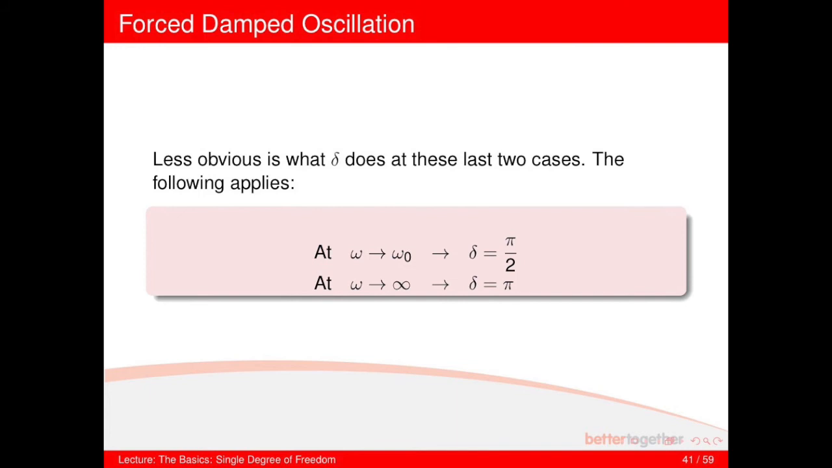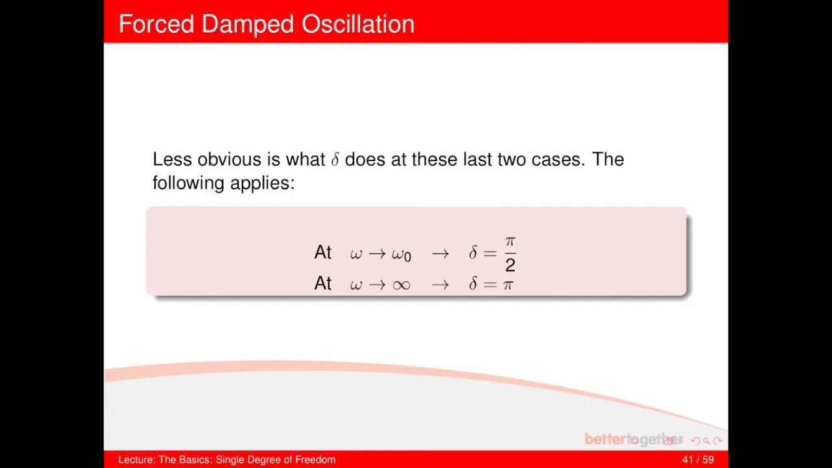It's less obvious what happens to delta in these two cases, so let's just say that this is what happens. Delta is the phase. At omega equals omega naught, the system will respond 90 degrees out of phase with the force you're giving it. So if I'm applying a force this way, it's going to wait 90 degrees of the cycle, and then it will respond as well.